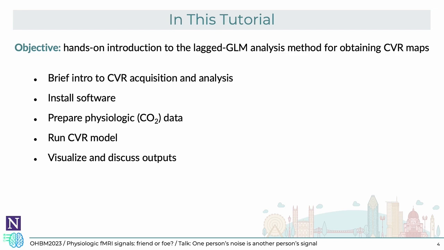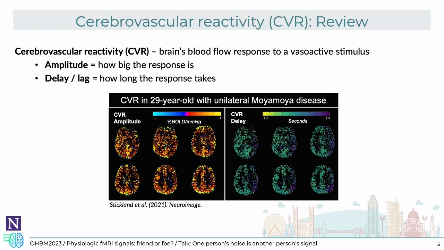As a brief reminder, CVR describes the brain's blood flow response to a vasoactive stimulus. We can map both the amplitude, or how big the blood flow changes, and the delay, or how long that change in blood flow takes. Here are example CVR amplitude and delay maps in an individual with unilateral moyamoya disease.